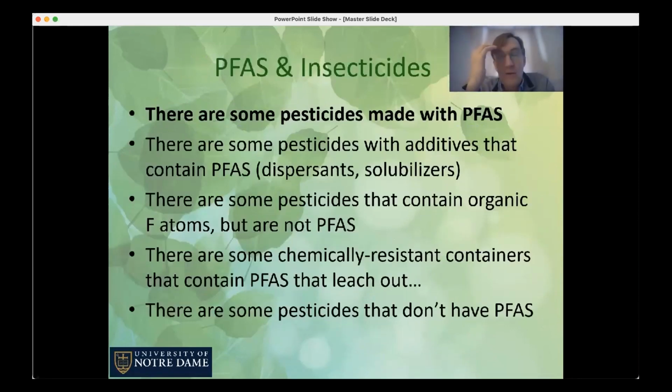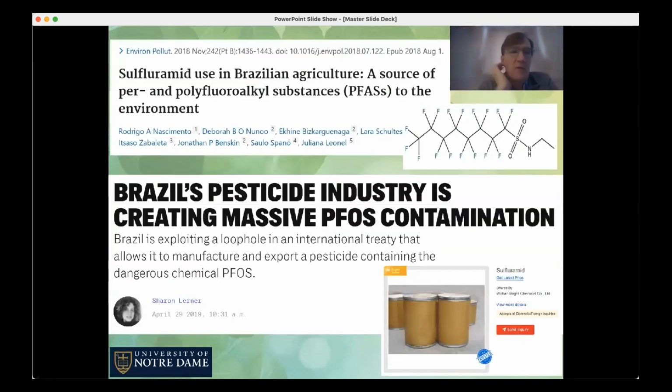So let's look at pesticides for a second. If you were trying to measure these with an LC mass spec, yes, there are some pesticides made with PFAS, the most famous of which is sulfluramid, which is a mainstay in Brazil for the leafcutter ant. It was an insecticide made out of PFAS. There is a picture of it. You see the long chain of fluorine and carbon on the left, and then a sulfonate group with an amide on it, which makes it a sulfluramid.